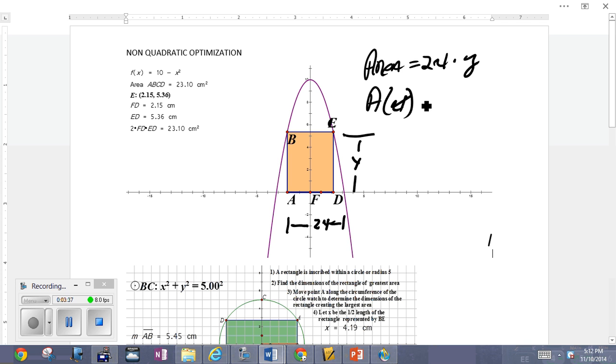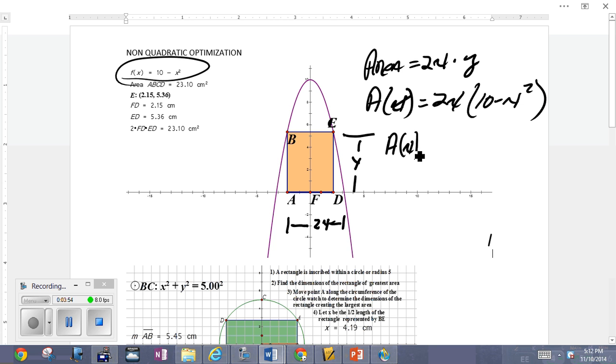So then what we get is 2x, and we said y is right here. It's 10 minus x squared. So it's simply 2x times 10 minus x squared. And so that's the function, area is a function of x. There it is right there. So it's negative 2x cubed plus 20x. You should agree to that. That's when distributed. Negative 2x cubed plus 20x.